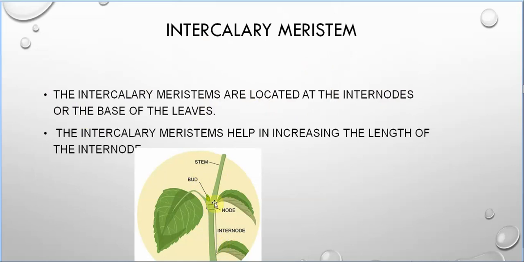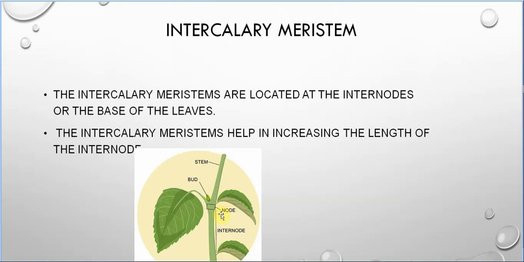These two portions, you can just see it in the figure. There are three leaves. I've just shown the three leaves in this figure. Now the portion between the two leaves is known as internode. And which one is called the node?